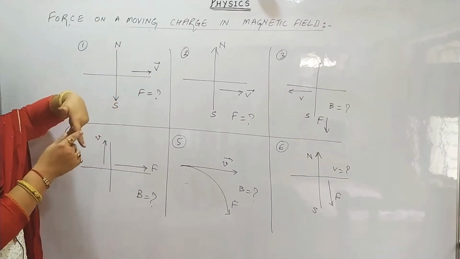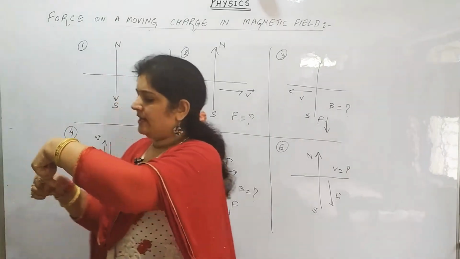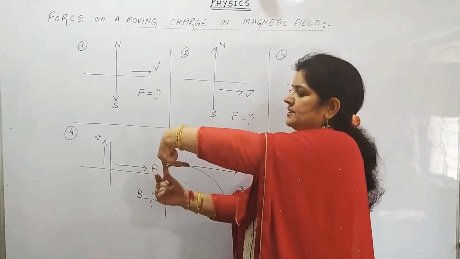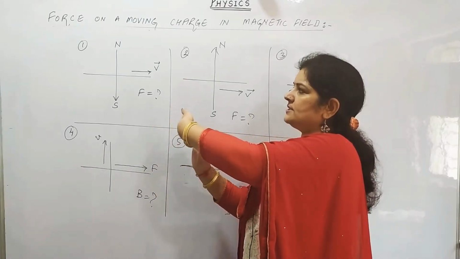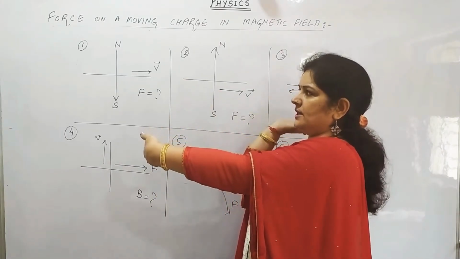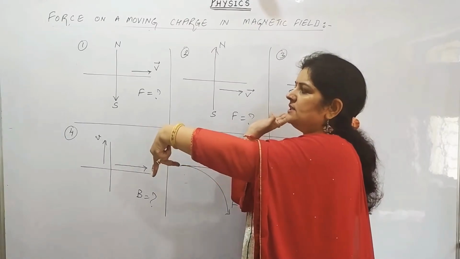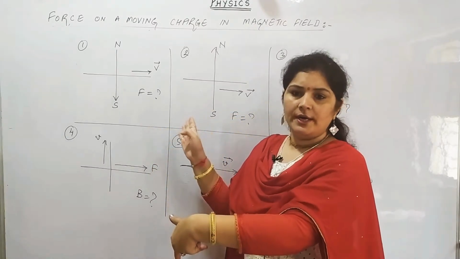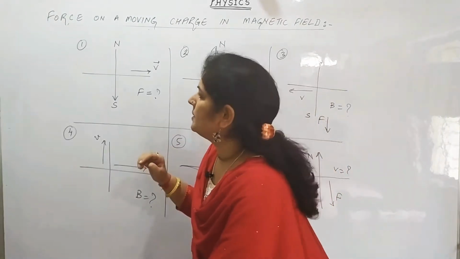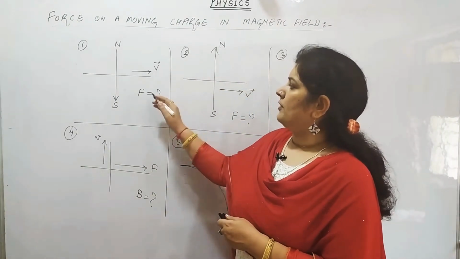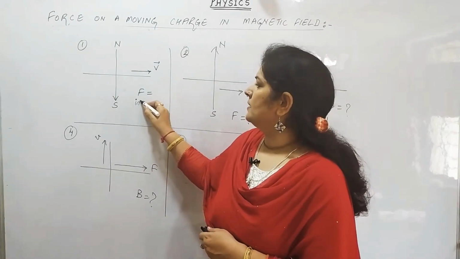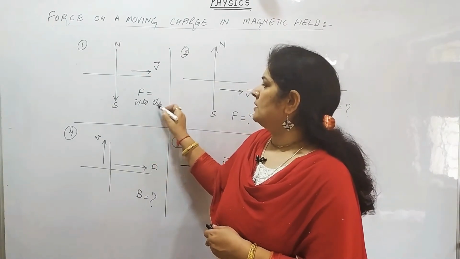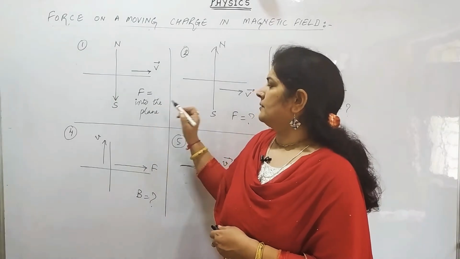So the direction of magnetic field is downwards. The direction of velocity of the charge is the right side. So it will experience a force in the inward direction, into the plane of the paper. So what will be the direction of the force here? The direction of force will be into the plane.